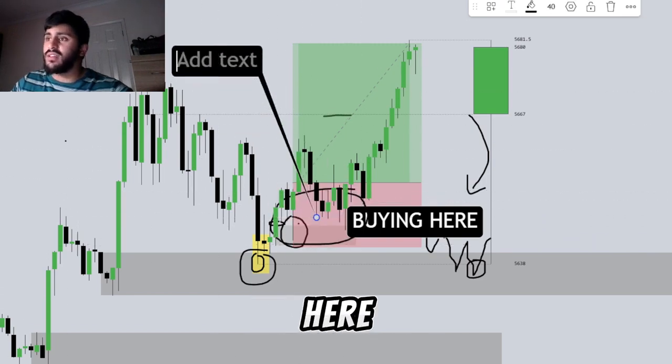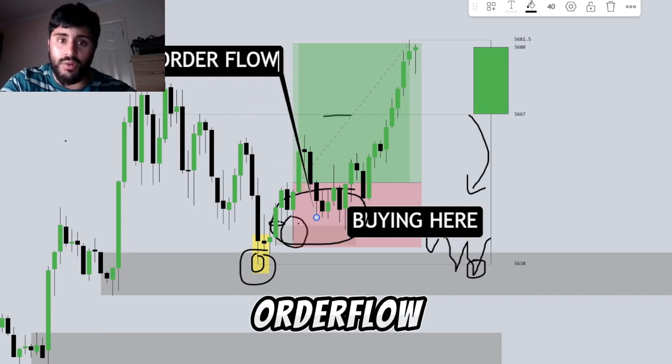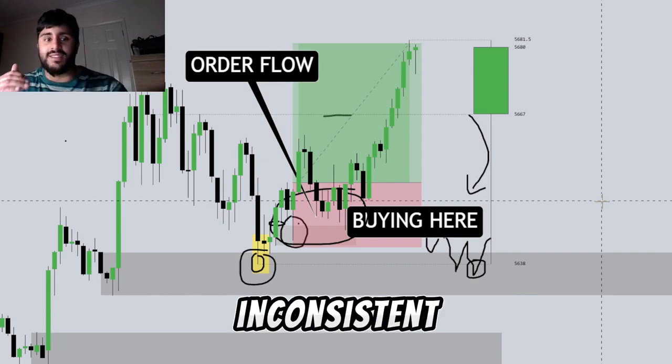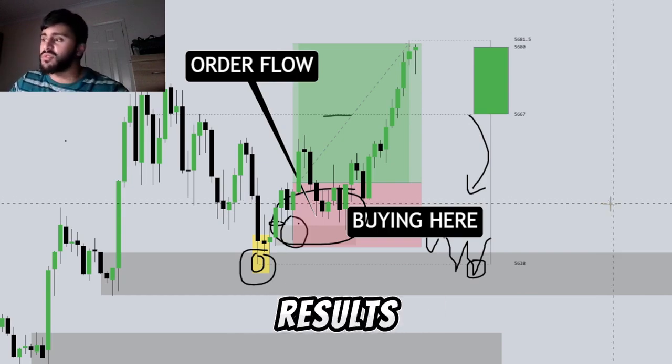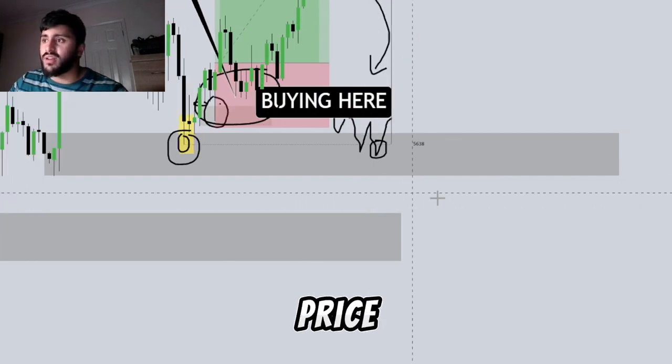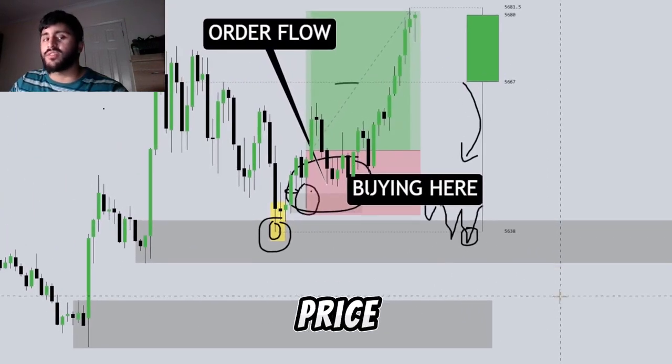Very important. This here, ladies and gentlemen, is order flow. So if you're not using order flow, this is probably the reason your power of three is inconsistent and it's not giving you consistent results. So the question now becomes, why didn't we buy from here, right? Why didn't price come here? Well, you never know for sure where price is going to react.